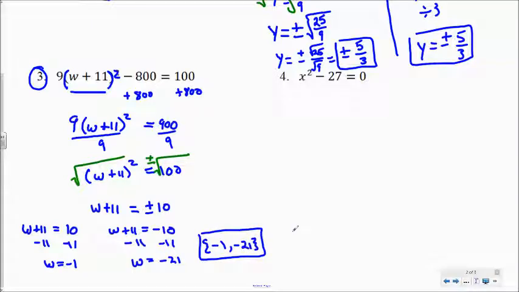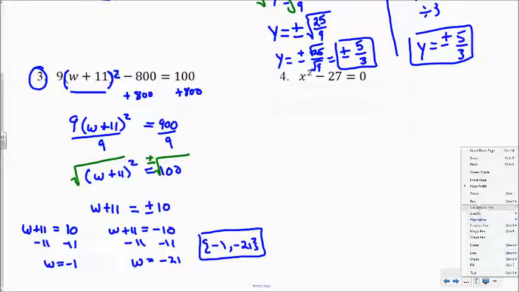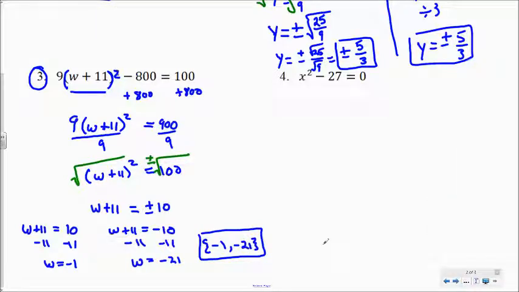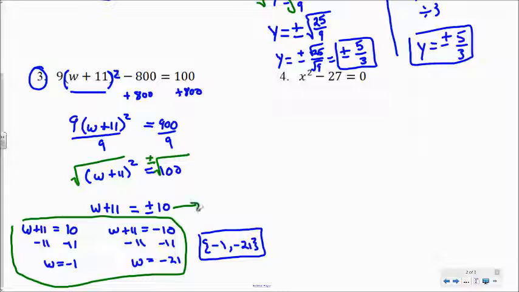It is actually possible to solve this simultaneously, meaning both of these equations at the same time, rather than splitting them up into two equations and solving twice. What you could have done is simply subtracted the 11 from both sides, which would give you w equals negative 11 plus or minus 10, and then done that arithmetic in your head. Negative 11 minus 10 would give me negative 21, and negative 11 plus 10 would give me the negative 1, and I end up with the same two numbers I did the other way.